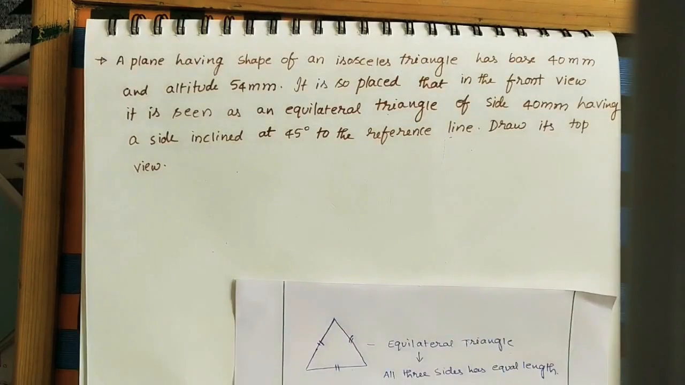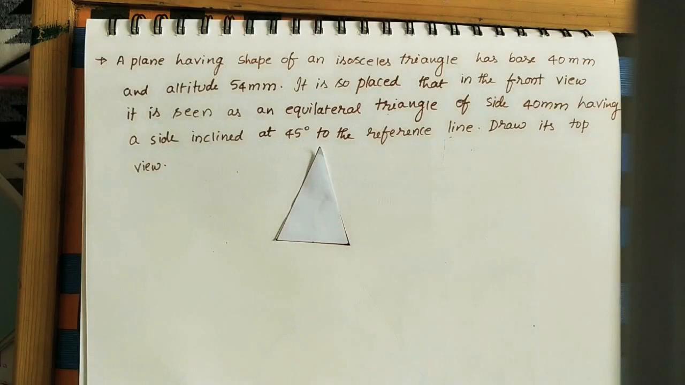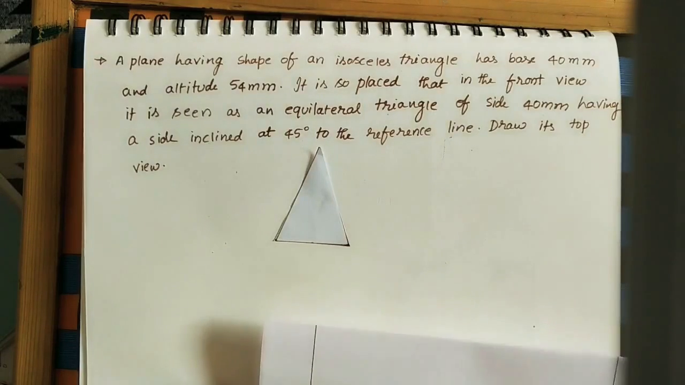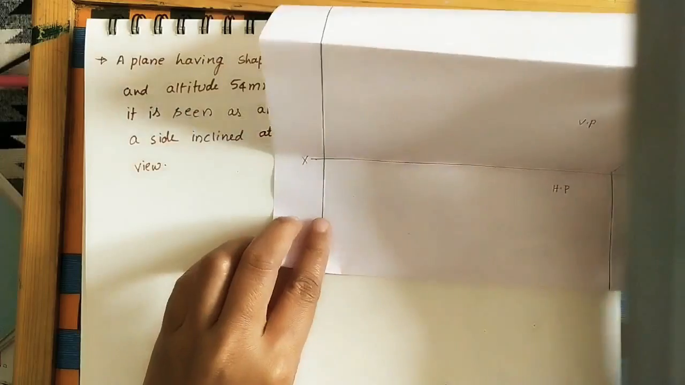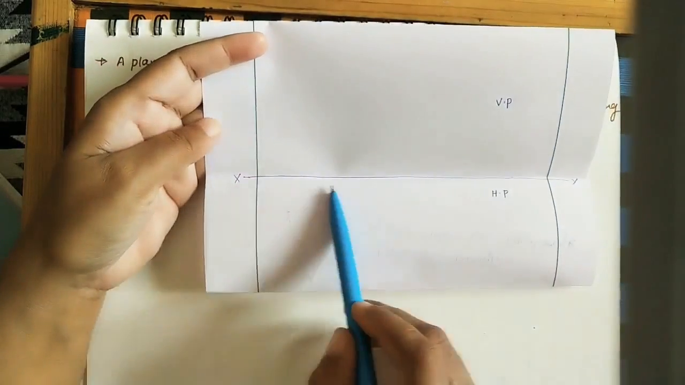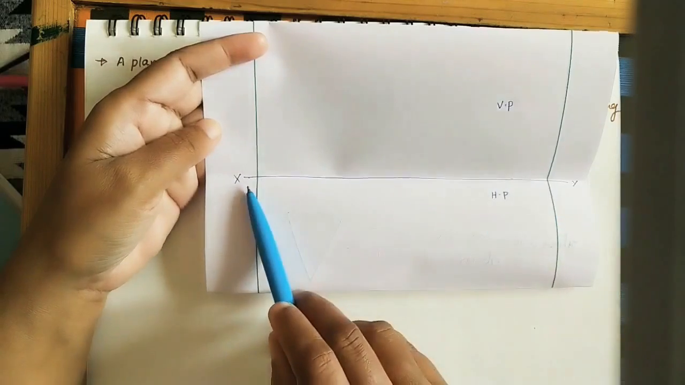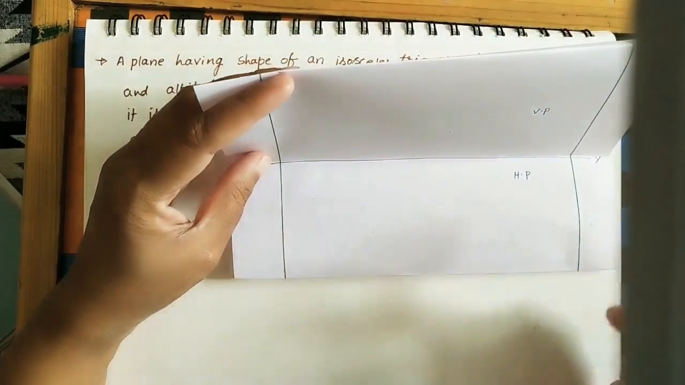For assuming the position of it, let us take the given plane in the 3D view. We are taking all the planes in the first quadrant. We keep the first quadrant like a vertical plane and a horizontal plane. So this is the first quadrant. This is a vertical plane, this is a horizontal plane, and the line joining both planes is the XY line or reference line, and the angle between this plane and this plane is 90 degrees. It is called the first quadrant.